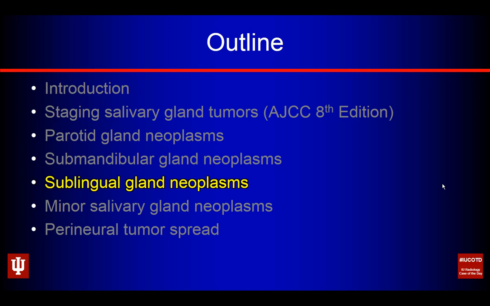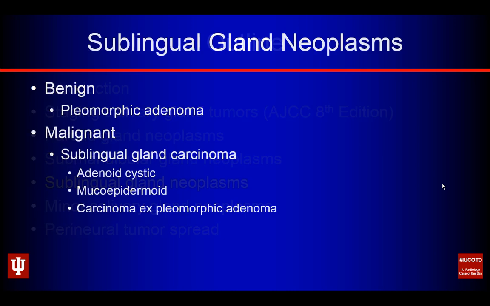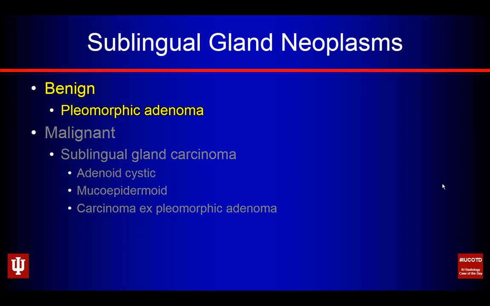Next, we'll talk briefly about sublingual gland neoplasms. Again, these lists just get shorter, so don't worry. We've got a few slides to get through still, but we're getting close. Really, the main player in the benign camp is the pleomorphic adenoma.